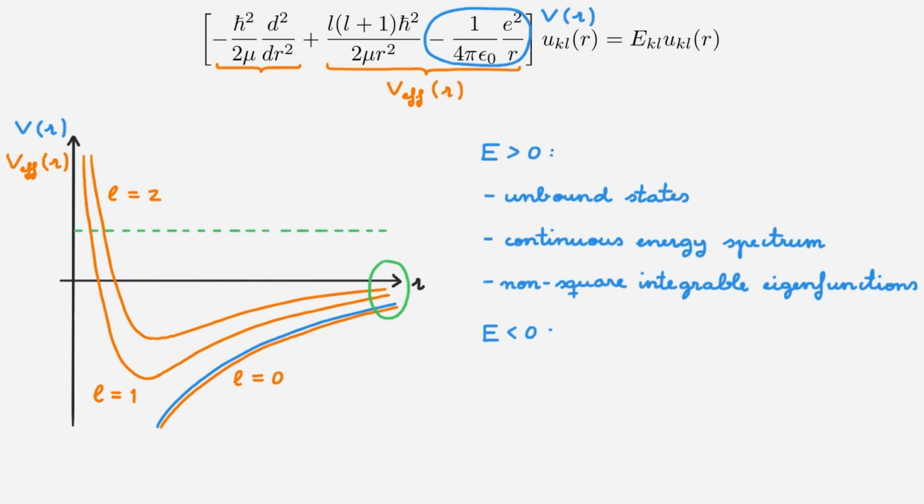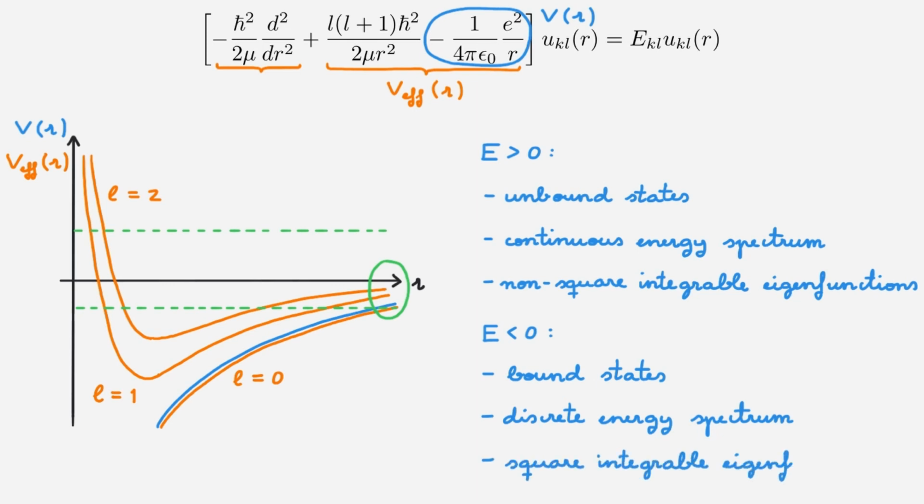By contrast, for negative energies, say somewhere here, the motion of a classical particle moving in these potentials is bounded, as the particle's energy is lower than the potential at large r. Correspondingly, we get bound quantum states. This leads to a discrete energy spectrum for a quantum particle, with associated square integrable eigenfunctions that vanish as r becomes large. The focus of our video today will be to find the spectrum of the bound states of the hydrogen atom, so we will exclusively focus on negative energy eigenvalues.